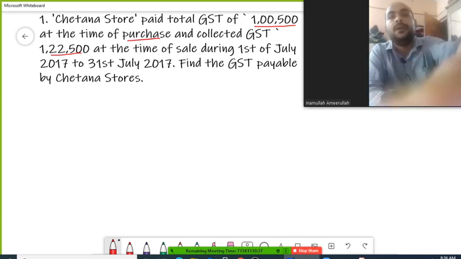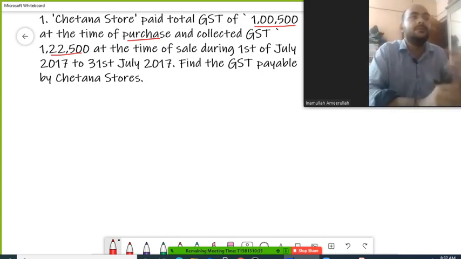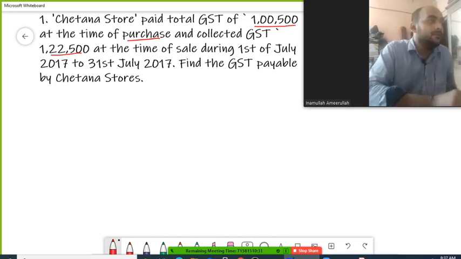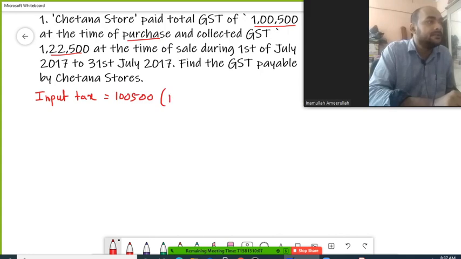So how can we obtain it? First you need to determine what is input tax. Input tax is the tax paid at the time of purchase, which is 1 lakh 500. This is input tax. Here we can write: paid at the time of purchase.